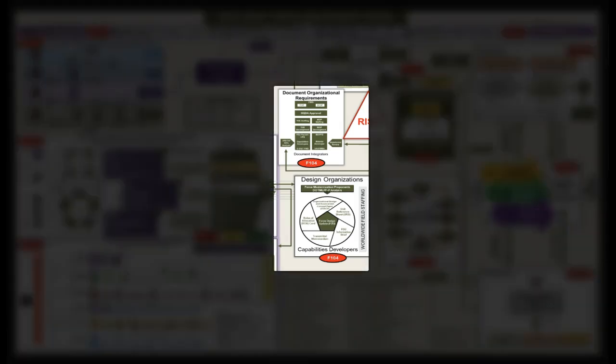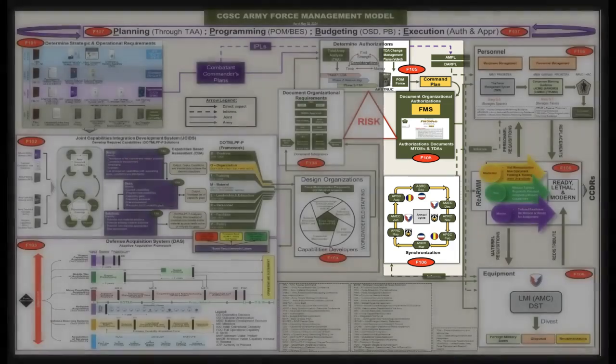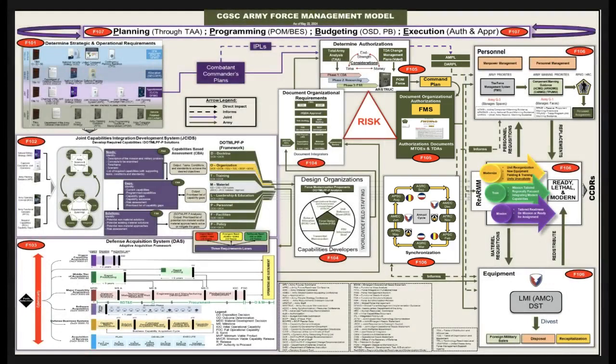F104 involves document requirements and organizational authorizations. It discusses the processes for generating and approving authorization documents such as MTOEs and TDAs, ensuring force structure alignment with strategic objectives. F105 addresses determining authorizations, including Total Army Analysis, or TAA, and programming requirements to balance manpower, force structure, and resource allocation.